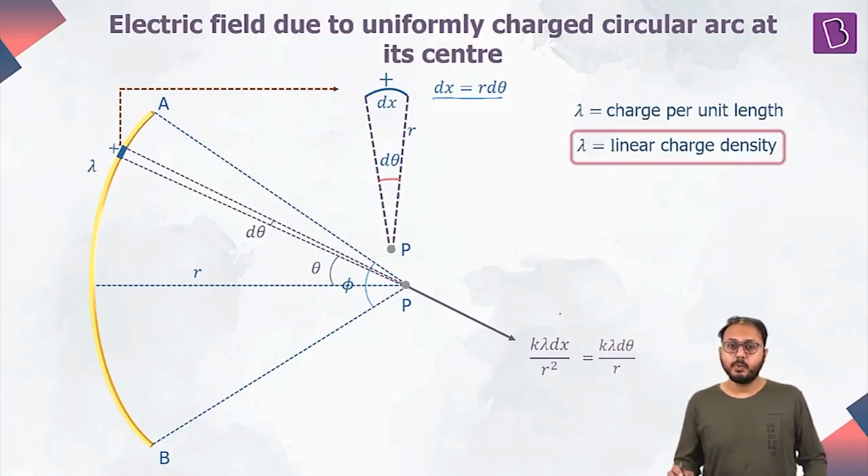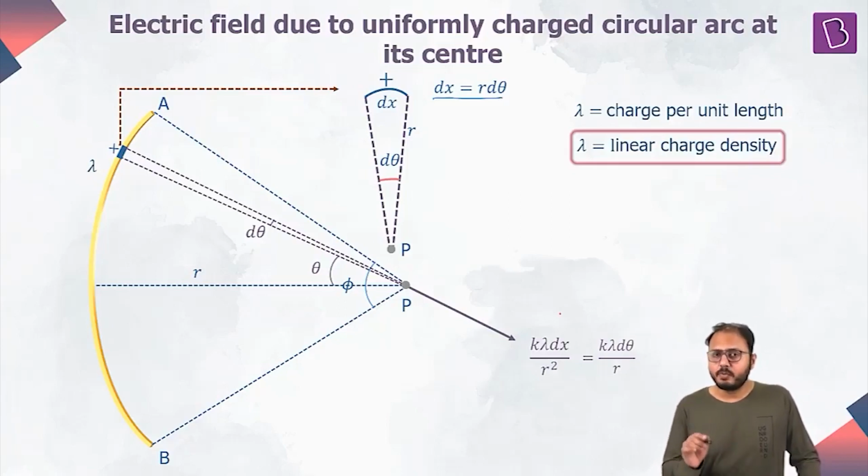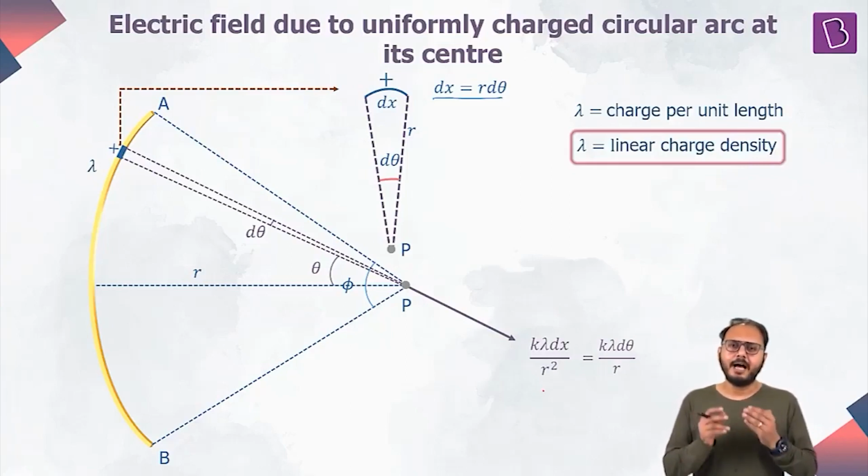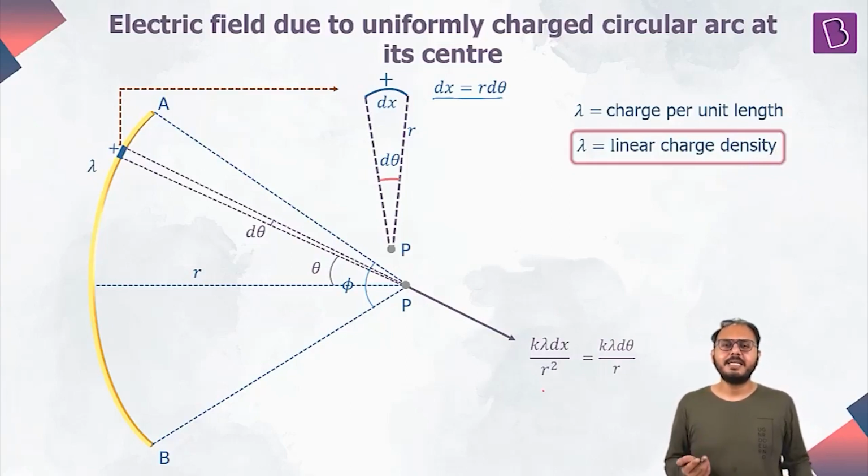But what is dx equal to? R d theta. So one of the R in the numerator gets cancelled with one of the R in the denominator, and you are left with what? K lambda by R d theta. How simple. K constant, lambda constant, R constant. What's left is d theta. Beautiful. Add all of them, sir.